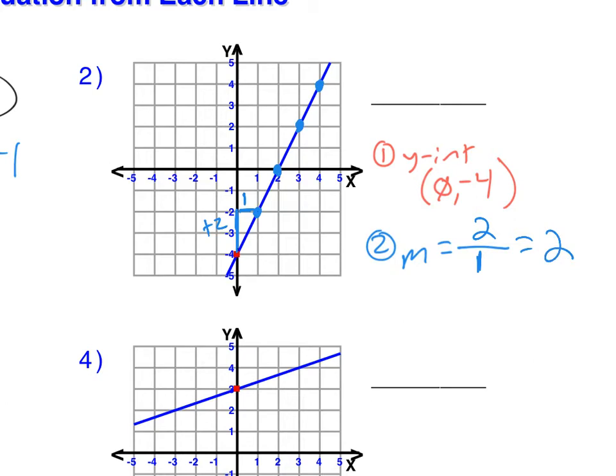Now we have the two things we need. Let's write the equation. Y equals 2 as our slope, so 2x. And what's our y-intercept? -4 for that part of the equation.